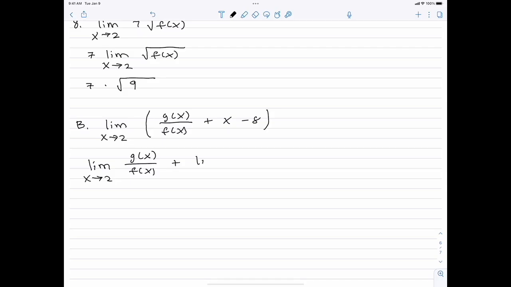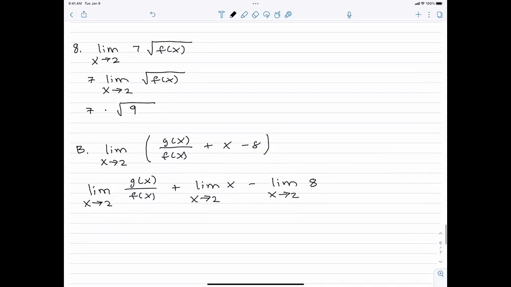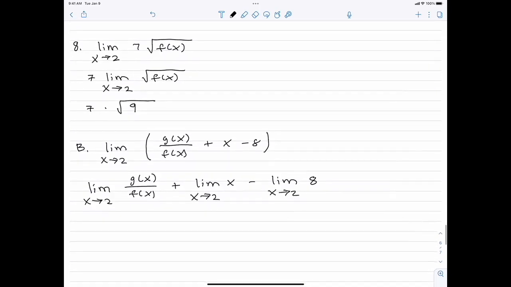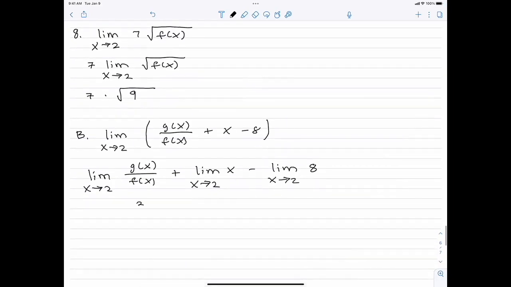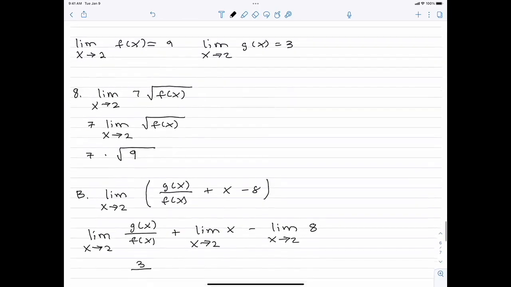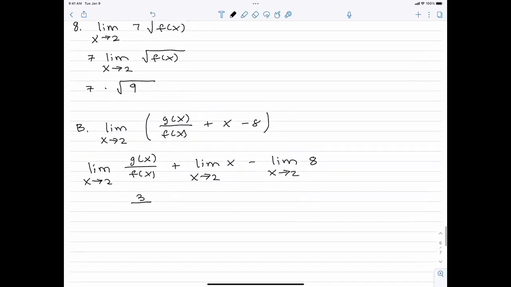So I'm going to break it up into this, because when I do this, it becomes a lot clearer as to what is going on here. Well, for the first one, I think you'd agree. I take the limit of the numerator divided by the limit of the denominator. So g of x, what was g of x? It was 3. F of x, I believe, was 9. Okay, that's good so far.